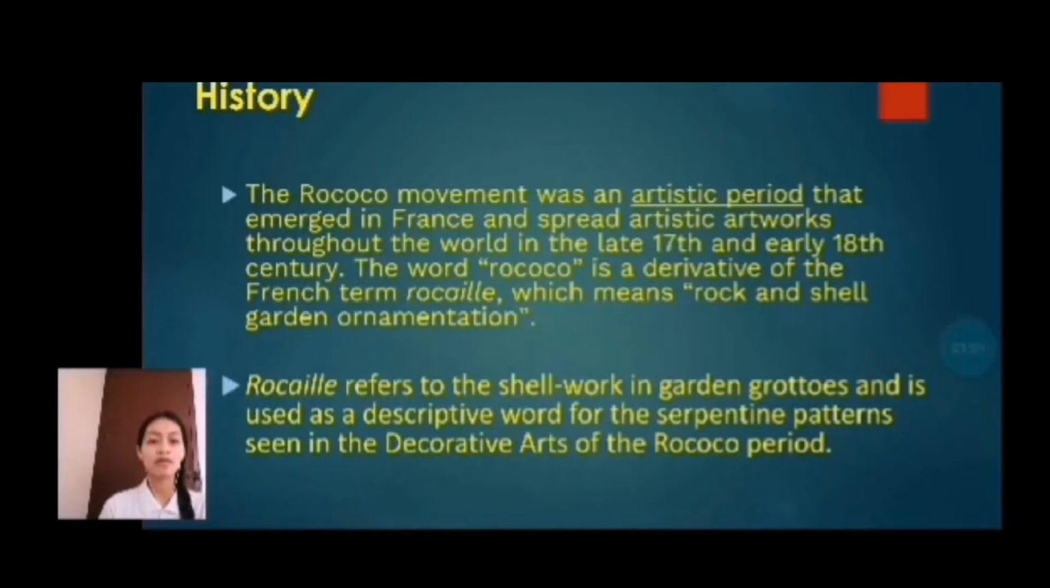So rocaille refers to the shell work in garden grottos and is used as a descriptive word for the serpentine patterns seen in the decorative arts of the Rococo period. So this ornamentation is designed or decorated after the garden grottos that is seen in decorative arts in this certain period, which is the Rococo period. So next slide.